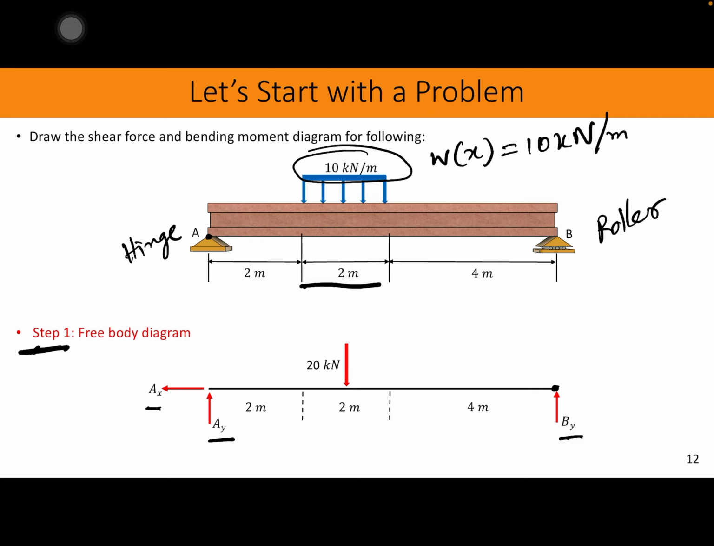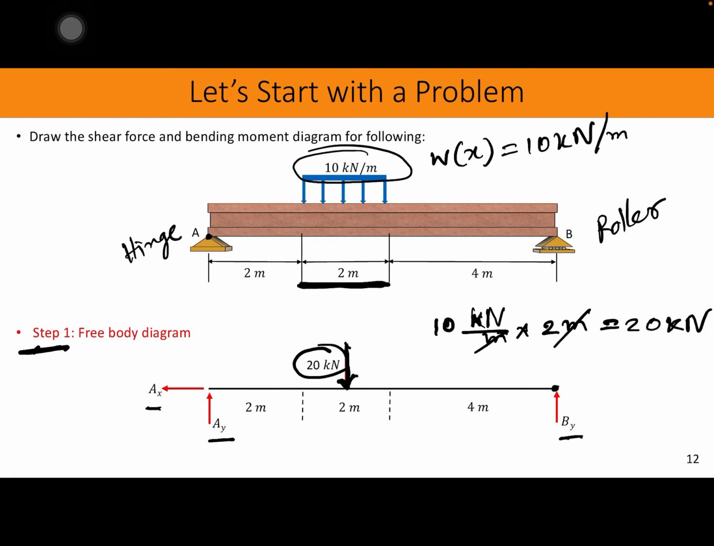However, this distributed load is acting upon a 2 meter length, so we have to convert it into one equivalent single point load. That is nothing but 10 kilonewton per meter times 2 meters. The meters cancel, so the total would be 20 kilonewton, which is acting in the middle of that 2 meters. So now we have the reaction forces and the equivalent load.